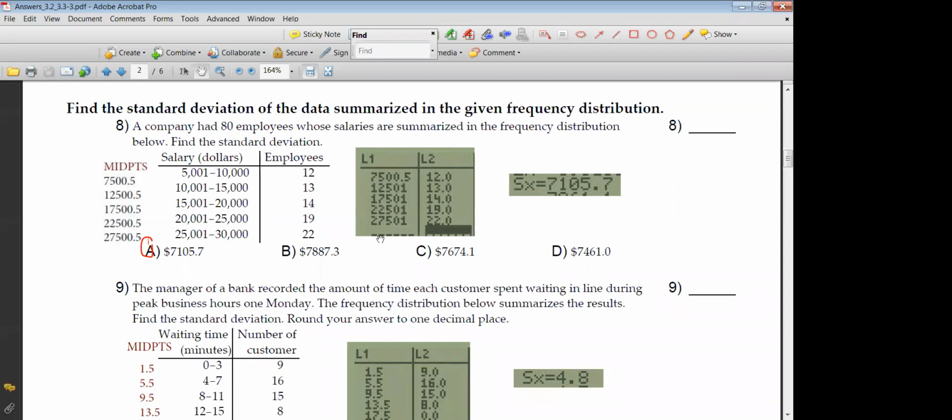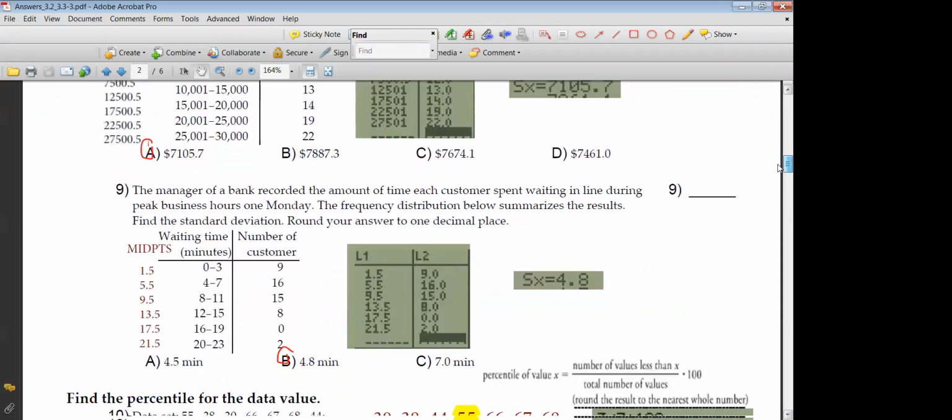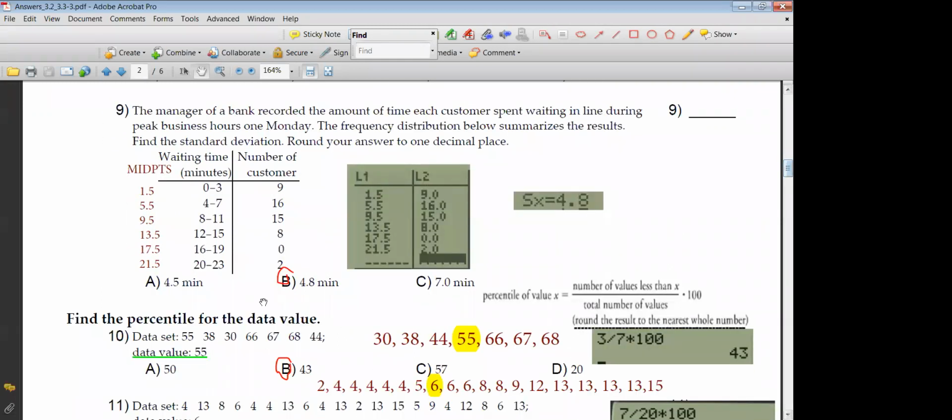And once again, these are my values in L1, and my frequencies, these employees' frequencies, are in list 2. I go to my calculator, L1, L2, because I got 2 lists, and my standard deviation was $7,100.05. Spot on. You got to do the midpoints, put them in L1, and the frequencies are given to you, put those in L2. And we go to calculate, you put in L1 is where my values are, frequencies are in L2.